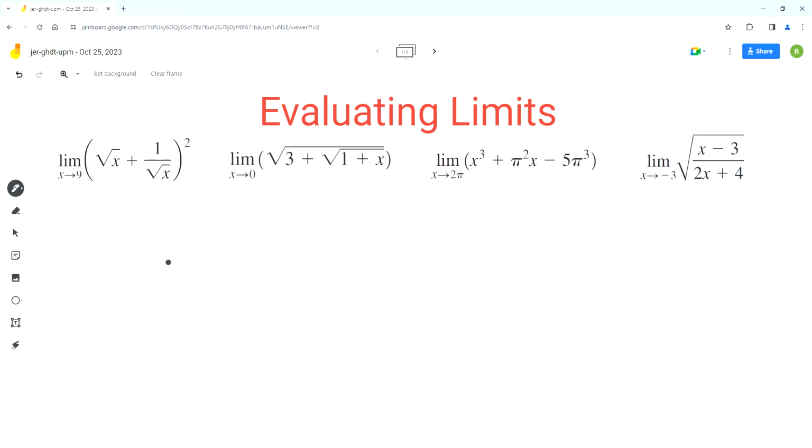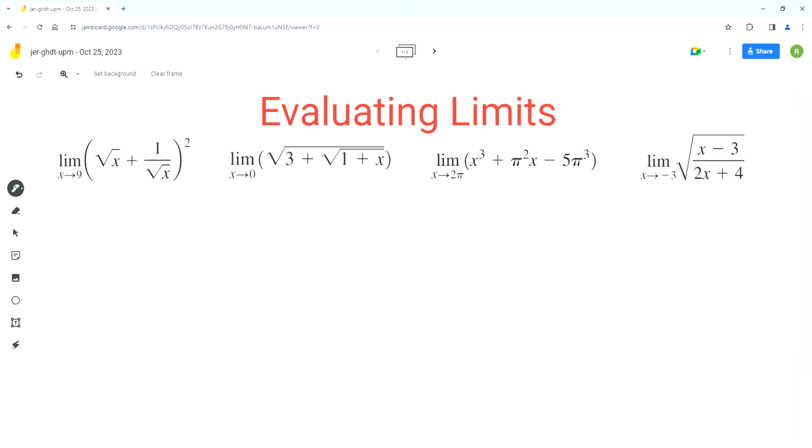So in this video, we'll evaluate these limits. So let's start with the first limit on the left side. The first one is the limit as x approaches 9 of (square root of x plus 1 over square root of x) squared. For this expression, we can use the substitution method.